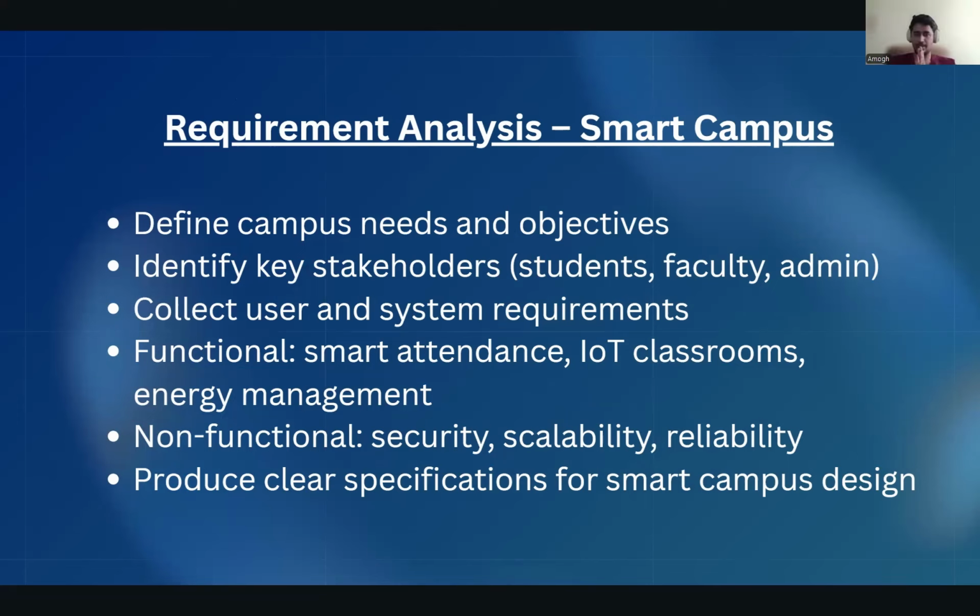Okay, coming to requirement analysis, it's one of the most important phases in building a smart campus system. First, we begin by defining the campus needs and objectives. This means understanding what problems we want to solve and what goals the smart campus system aims to achieve, such as improving efficiency, convenience, and sustainability.